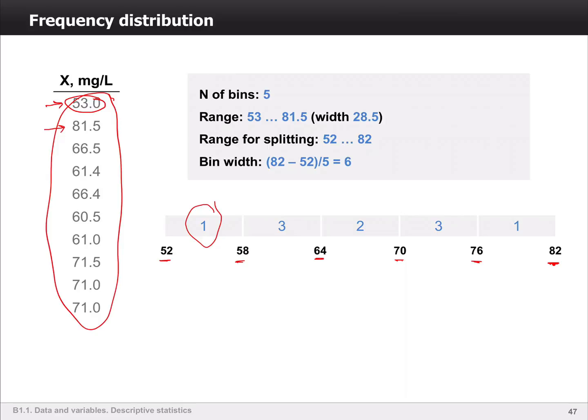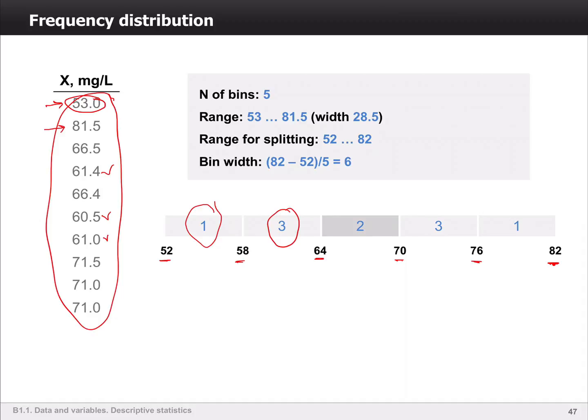Okay. Then we have 3 values here. Why is it 3? Because we have exactly 3 glasses of water with a concentration of chloride between 58 and 64. We can find them. It's this one, and this one. Okay. So and so on. So this is called a frequency table.